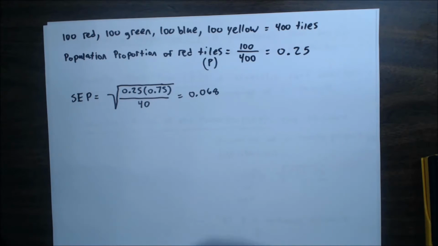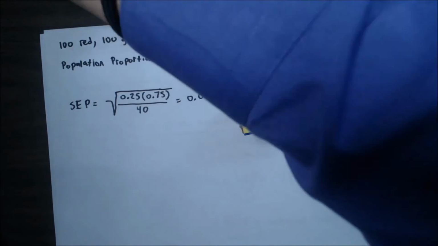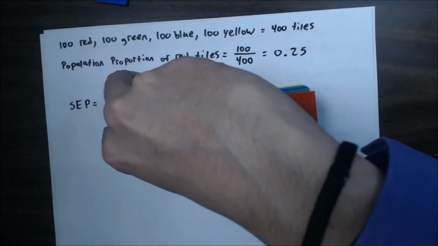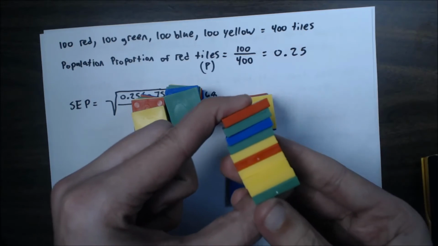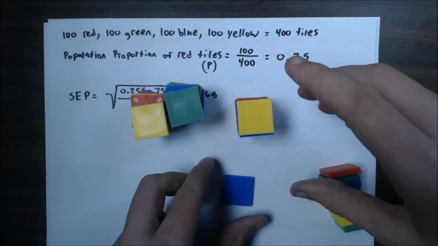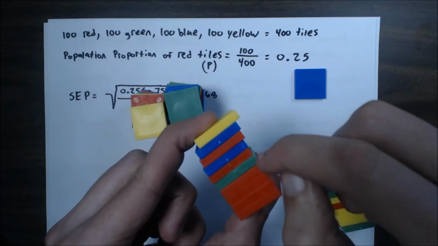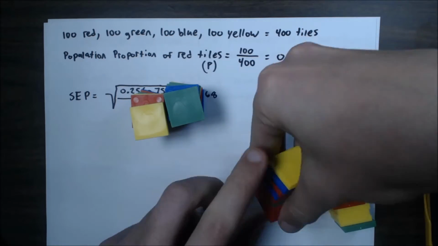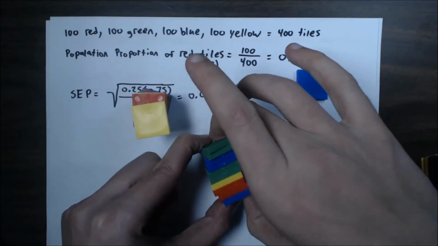I actually did go ahead and do a sample. I reached into the bag and I pulled out 40 tiles, and I've got those tiles right here. I've got 4 stacks of 10 tiles that I reached into the bag and pulled out. Now if we look through here, I've got 2 red in this stack. I've got 1, 2, 3, 4, 5, 6 red in that stack. So that's 8 so far. 9, 10.